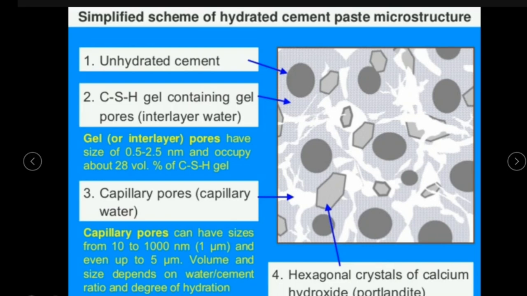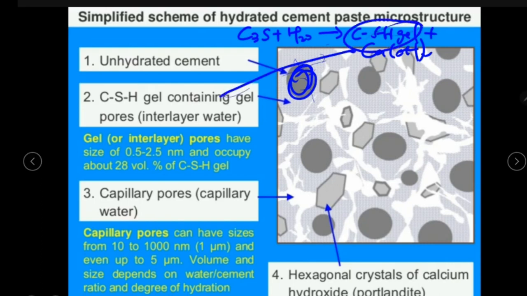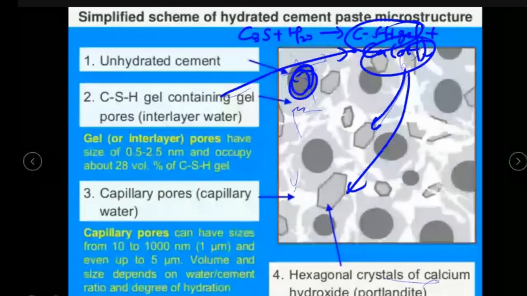Just now I already said that for the hydration process of the concrete, we have C3S plus water. It will result in the CSH gel plus calcium hydroxide. This is the simplified schematic for this hydration process. Here we have the cement, this is aggregate, and this is the CSH gel. Then we have the calcium hydroxide, which we call Portlandite, and there are some capillary pores. This is how the microstructure of a concrete looks like after the concrete is hydrated.